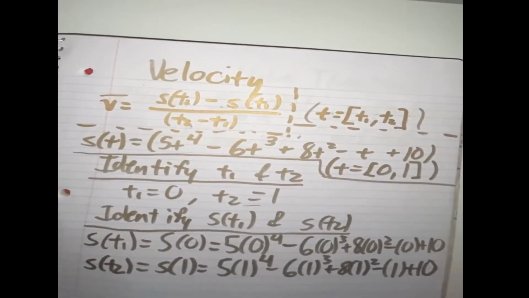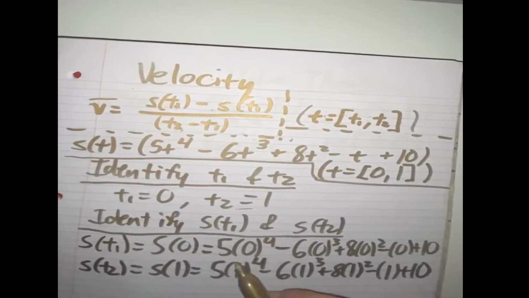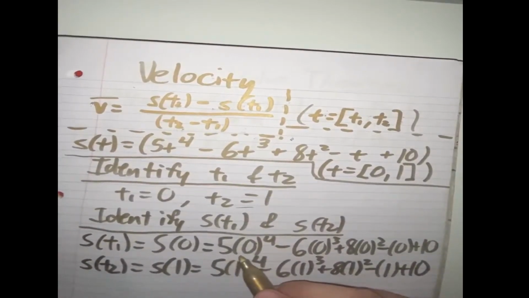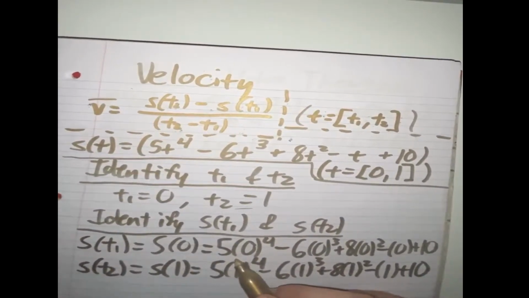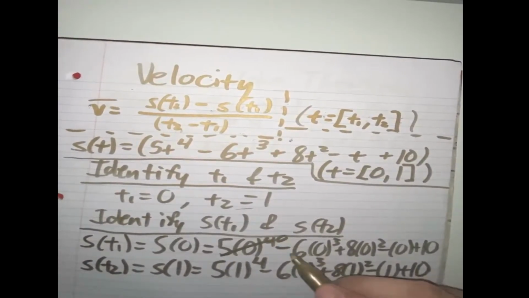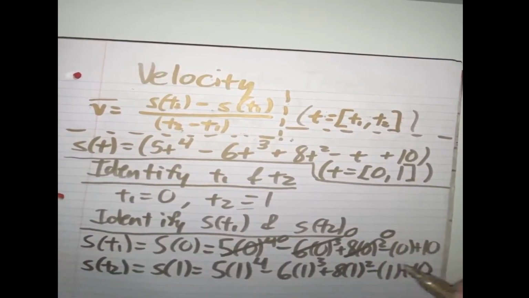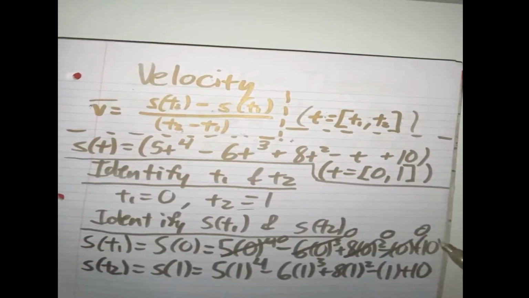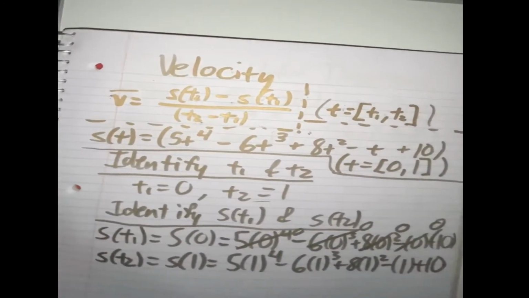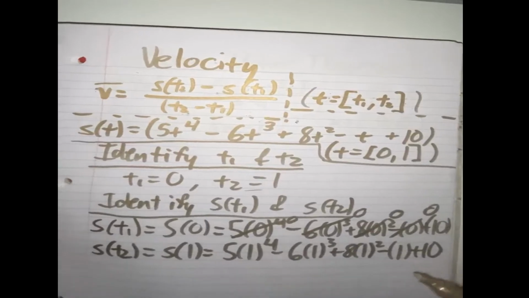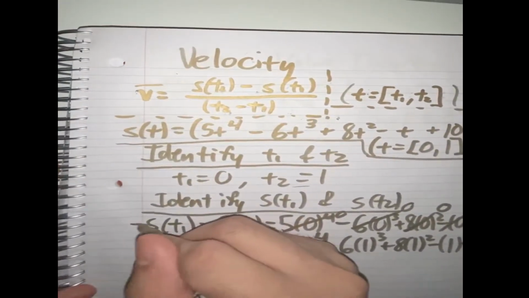So when we complete this arithmetic, all these terms of S of 0 will zero out. So 0, 0, 0, 0. But we're left with this 10. So S of T1, after we plug in 0, is just equal to 10.